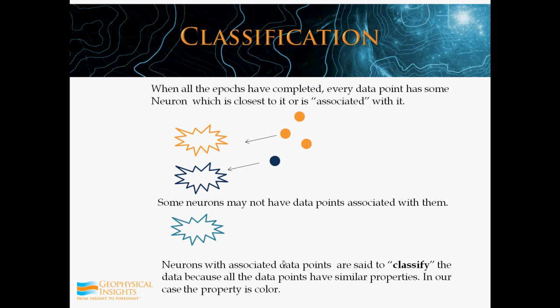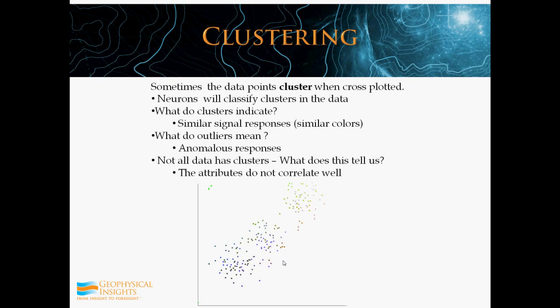When all the epochs have completed, every data point has some neuron which is closest to it or associated with it. Some neurons may not have data points associated with them. They did not learn well. Neurons which have data points associated with them are said to classify the data. So neurons that end up at the end of the process with a color have data points. Those did classify successfully.